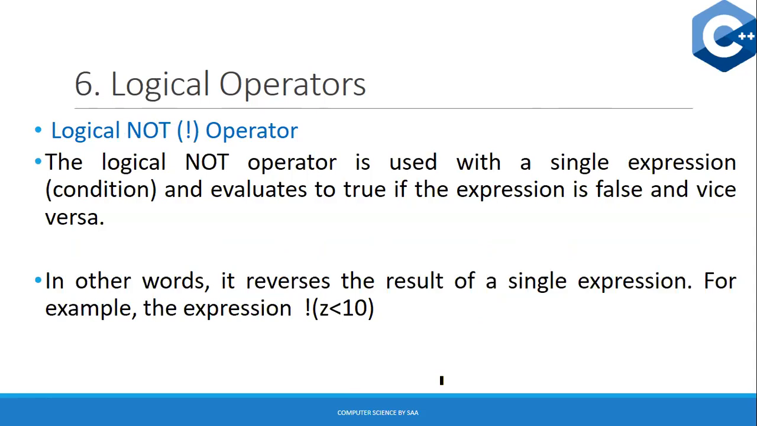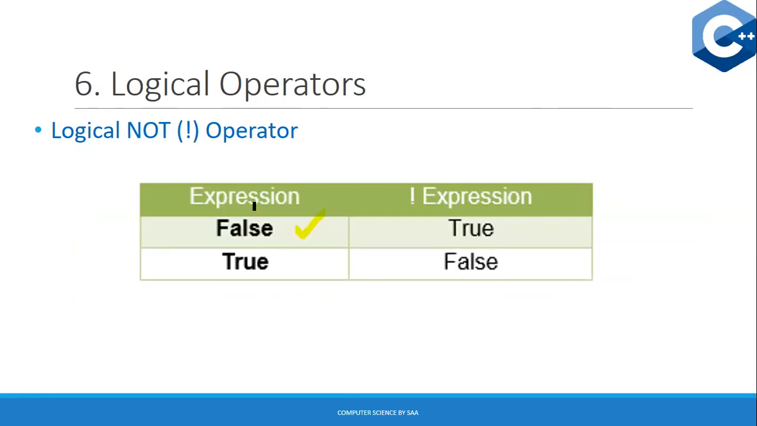Then the logical NOT operator is used with a single expression or condition, and it evaluates whether the expression is true or not. This simple exclamation mark is the NOT operator, and it reverses the values. If the result is true, after application of the NOT operator, it will become false. If the expression is false, then the NOT operator will revert that into true. It will reverse the evaluation. If we have false, after application of the NOT operator, we will get true in the result. If the expression is true, we will get false.